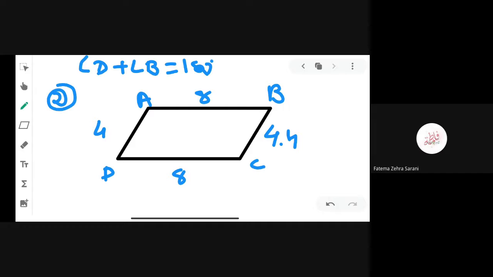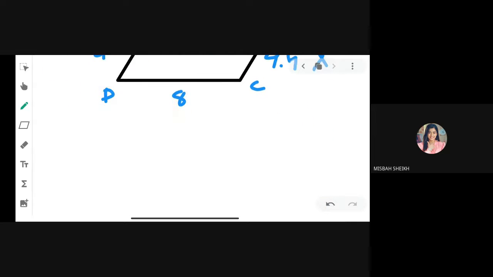Now you can see in this quadrilateral, AB and CD are opposite sides, so opposite sides are equal. But AD and BC are also opposite sides, and AD and BC are not equal, so it means it is not a parallelogram. Are you getting my point? If ABCD is a parallelogram, AD and BC are always equal because these two sides are opposite sides. Clear all of you? So it means it is not a parallelogram.